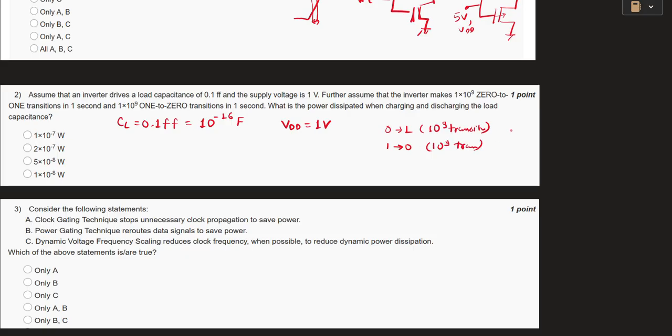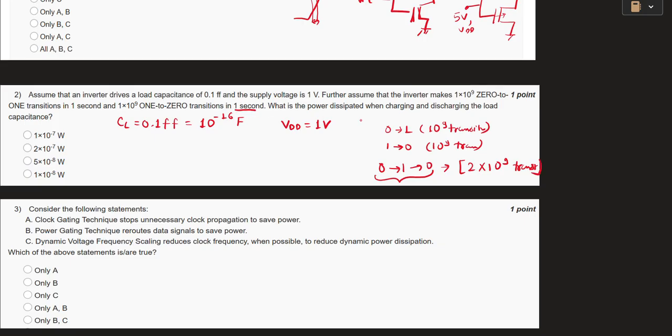So total, now as we know, the energy stored in a capacitance is half CV square. Half CV square will be stored in 0 to 1, and that half CV square is going to get removed. So this 0 to 1 to 0 will be treated as one complete cycle, right? For that, how many transitions will there be? There will be 2 into 10 to the power 9 transitions happening in 1 second.